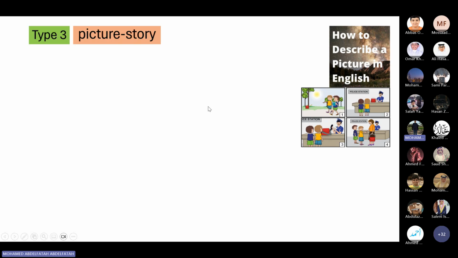Here, students, let's go to type 3. We have finished type 1 and type 2. And now let's start with type 3. What is type 3? This is a picture story. How to describe a picture story in English.